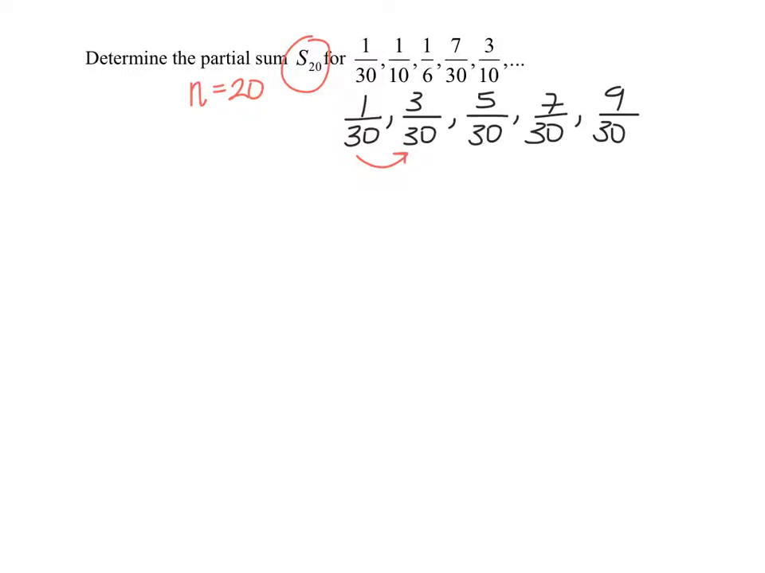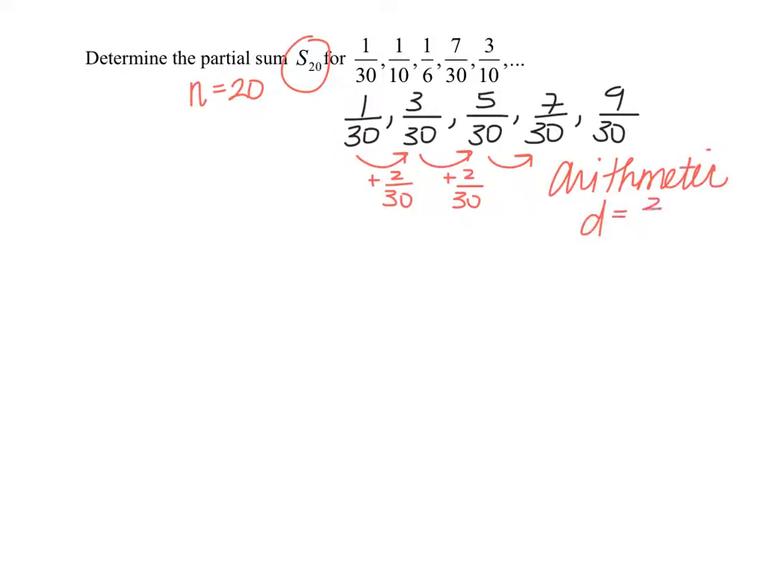To go from one term to the next, it looks like we are adding 2/30 each time. And that pattern repeats. If I continue adding 2/30, I'll continue to get the next term. So this tells us two things. One, it tells us that this sequence of numbers is arithmetic. And then we also know that our common difference is 2/30, which if you want to simplify, of course, would be 1 over 15.